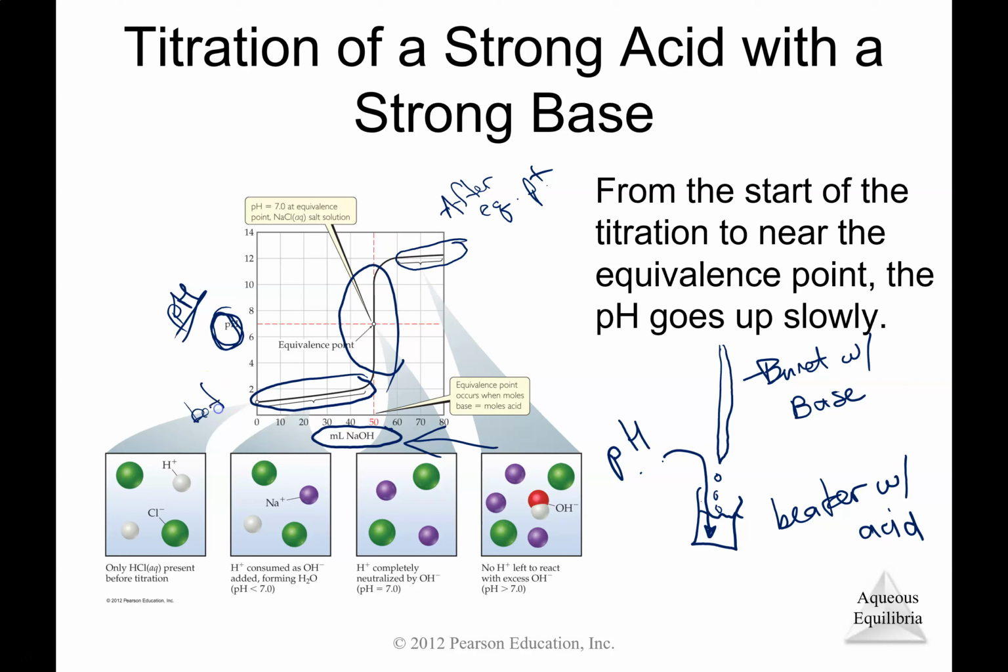This is before the equivalence point. So we're going to see sort of semi-flat curves before and after the equivalence point. We're going to see this really sharp region in between. Now, because this is a strong acid and a strong base, this region is very, very sharp. This is the titration curve of a strong acid being titrated with a strong base.